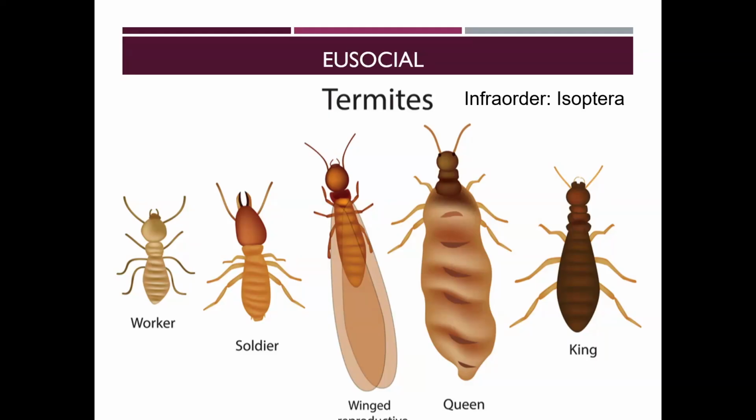The workers are going to do the work of the colony. So they're foraging for food. They're taking care of the king and queen. They're building the colony, all that. Soldiers are there for defense and for protection. The king and queen and the winged reproductives, their jobs are, well, the winged reproductives just hang out until it's their time to emerge and mate and start new colonies. But the king and queen are going to be in there, and their job is mating and then for the queen, laying eggs.